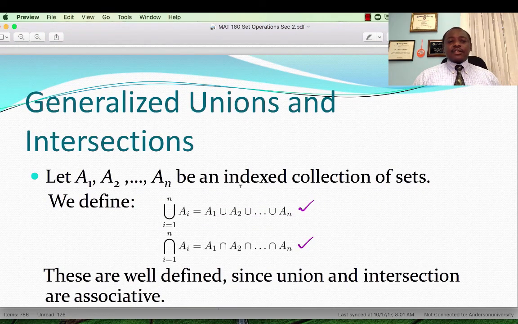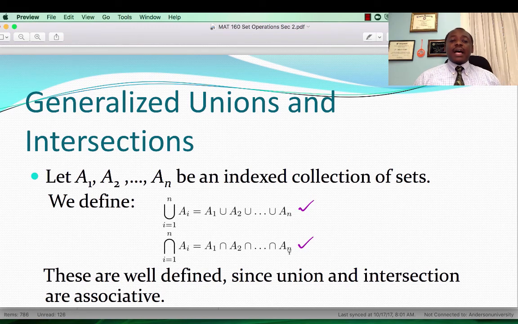And lastly, let's talk about generalized unions and intersections. So far, we've done A intersection B and A union B. Is that all? What if I had 3 sets? A intersection B intersection C, or A union B union C? Well, if I use this notation, union from i equals 1 to n of A_i, that simply means A1 union A2 union up to An, and intersection from i equals 1 to n of A_i simply means A1 intersection A2 intersection up to An.